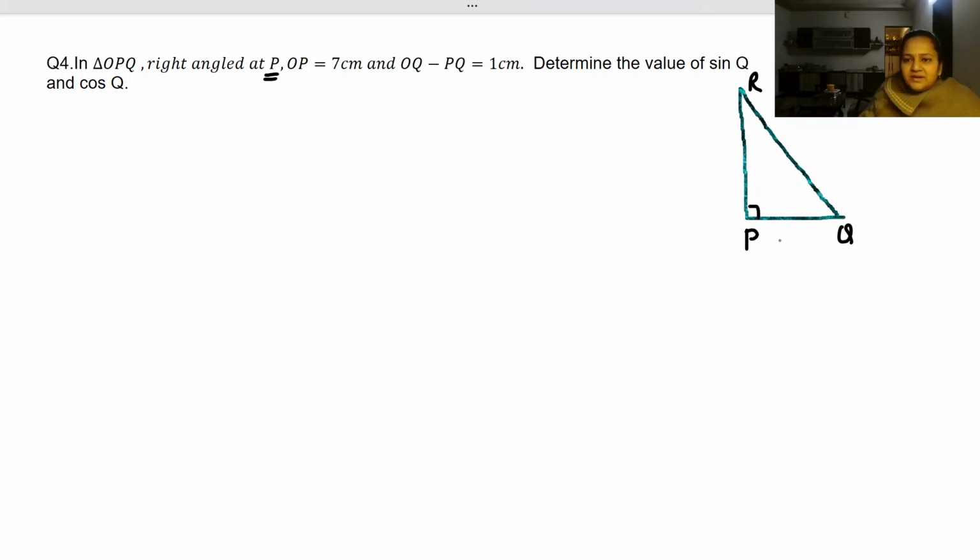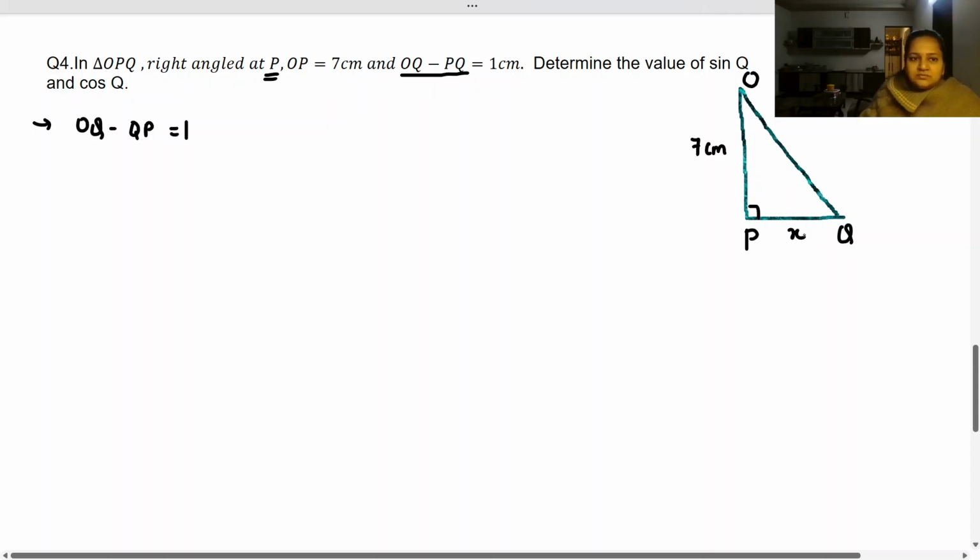What else is given to us? I'm sorry, I've marked wrong angles. It's O, not R. POQ. OP is given as 7 centimeters. And the difference of OQ and PQ is 1. What is given to us? OQ minus PQ is 1. So if I call PQ as X, unknown term, I'm going to get OQ minus X is 1, and therefore OQ is equal to 1 plus X, and therefore from here I get this as 1 plus X.